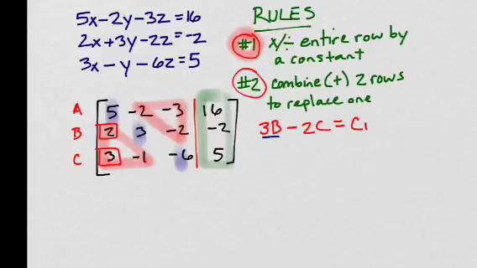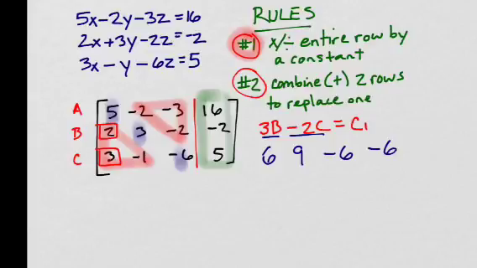So I've got the B row there. I'm going to multiply everything by 3. So 2 times 3 is 6. 3 times 3 is 9. -2 times 3 is -6. And then another -6. And then I'm going to take the C row and multiply it by -2.